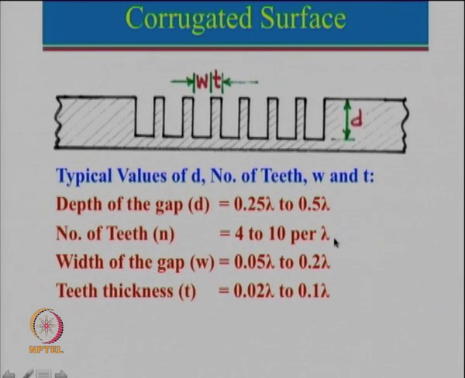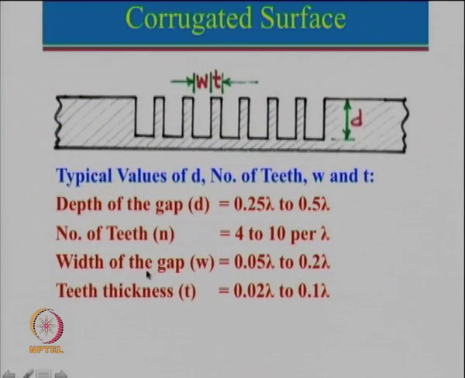So at 30 gigahertz, lambda will be 1 centimeter, and if you take the number of teeth as 10, that means every tooth has to be put at a distance of 1 millimeter, which may become very difficult to realize experimentally. So for very high frequency, when lambda is small, you can take a smaller number of n.